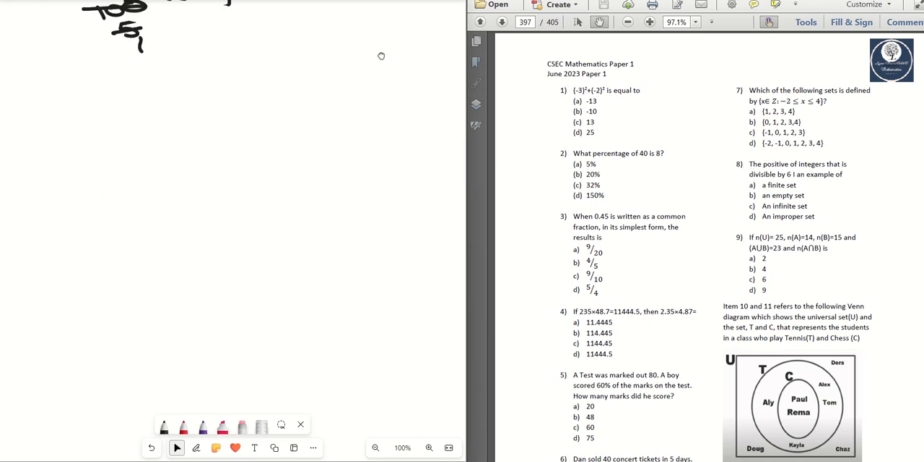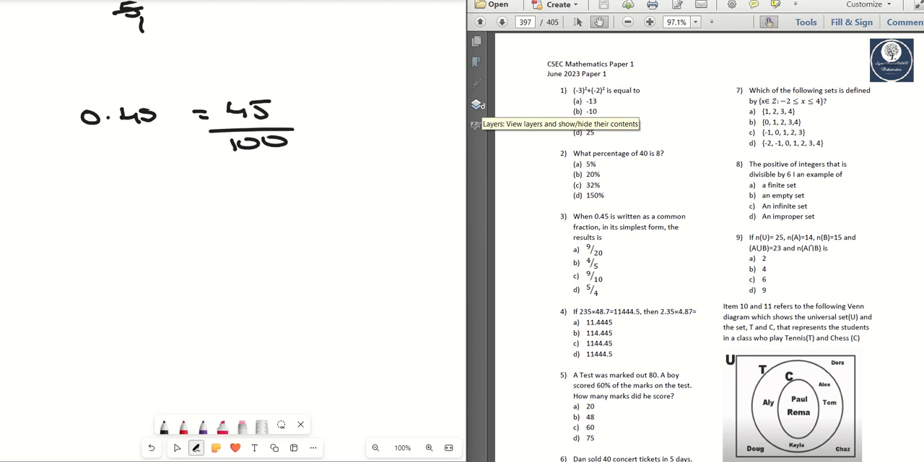Alright, let's look at 3. When 0.45 is written as a common fraction in its simplest form, the result is... 0.45 means 45 over 100. How did I get 100? The decimal point is 1 and there are 2 digits after your decimal point, so that is how many zeros you'll have. You say 5 into 45, 9, 5 into 100, 20, so the answer is 9 over 20, which is A. So for number 3, the answer is A.